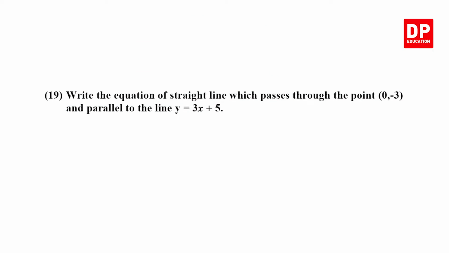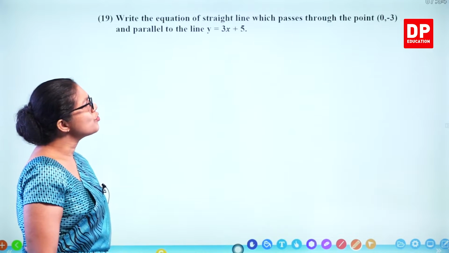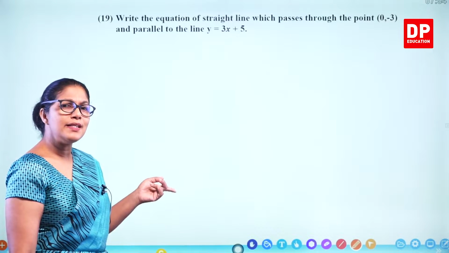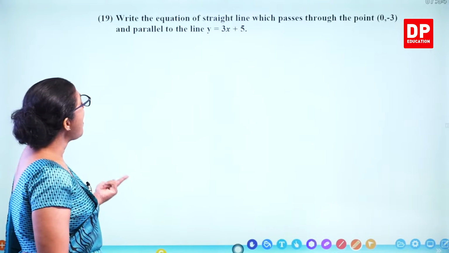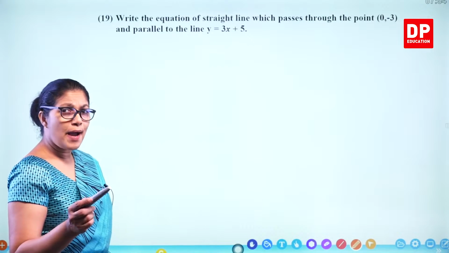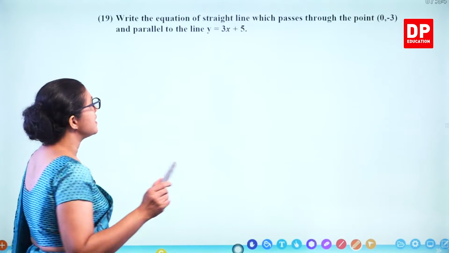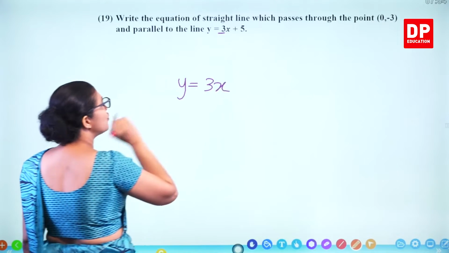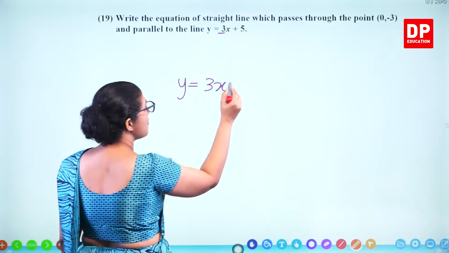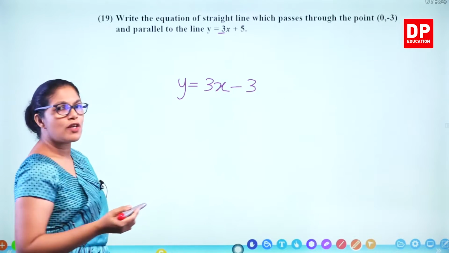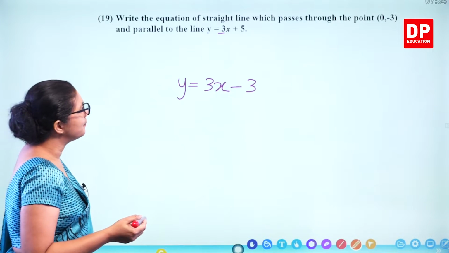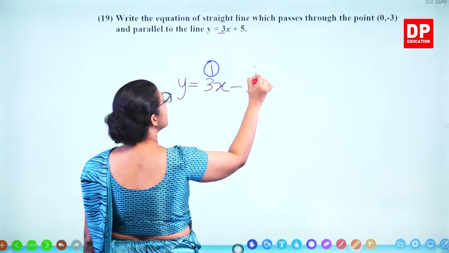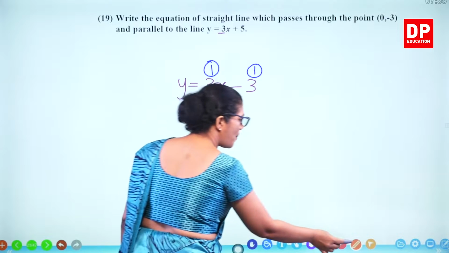Question number 19. Write the equation of the straight line which passes through the point 0, minus 3. What's that? When x equals 0, y is minus 3, which means the y-intercept is given. And parallel to the line. When two lines are parallel, you get the same gradient. So gradient is 3. So 3x. But the y-intercept is minus 3. So the new equation becomes 3x minus 3. So correct slope 1 mark and correct y-intercept 1 mark.